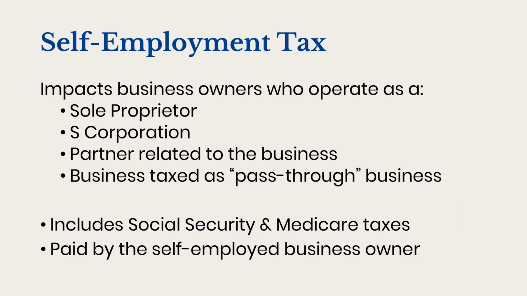Understanding self-employment tax is critical to business owners who operate as a sole proprietor, S corporation, and any partners related to the business. Businesses who are taxed as pass-through businesses, where profit passes through the owner's personal income tax return, are affected by this tax rule. Self-employment tax includes both Social Security and Medicare taxes that self-employed individuals must pay on their net earnings. Imagine you run a home-based business and your net income for the year is $40,000. You are responsible for both the employee and employer portions of Social Security and Medicare taxes on this income.